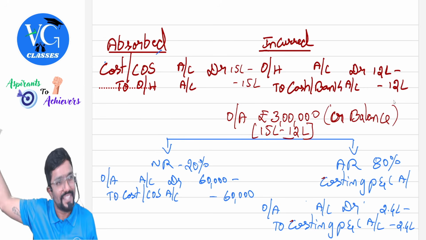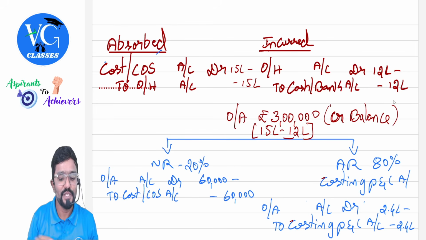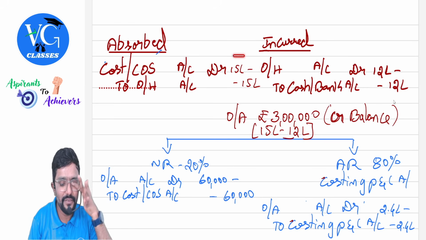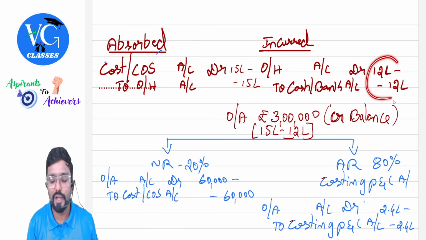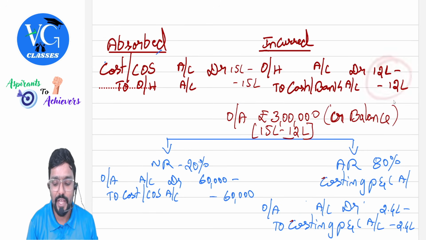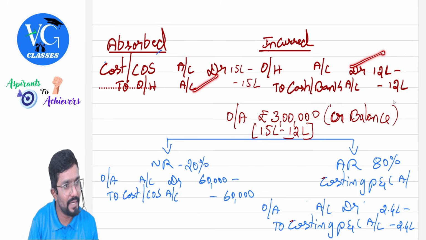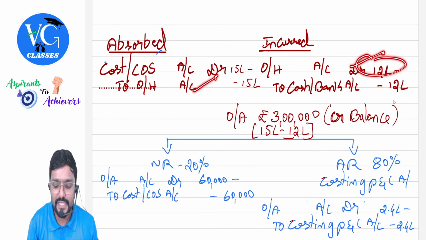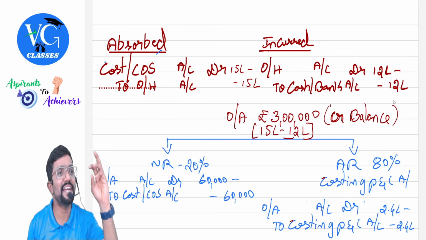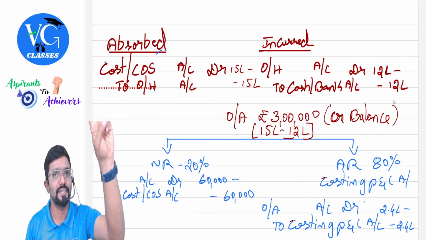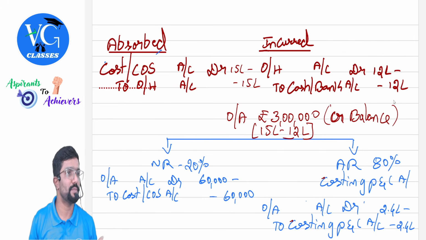But normally the entry for that will be passed when? At the end of the year. So I have totally absorbed already. As and when I produce each and every unit, I have absorbed, totally 15 lakh. But I got to know I have incurred 12 lakh. So when I have incurred, I have debited. When I have absorbed, I have credited. Debit is less than credit. So the overhead account is having a credit balance of how much? 3 lakh.